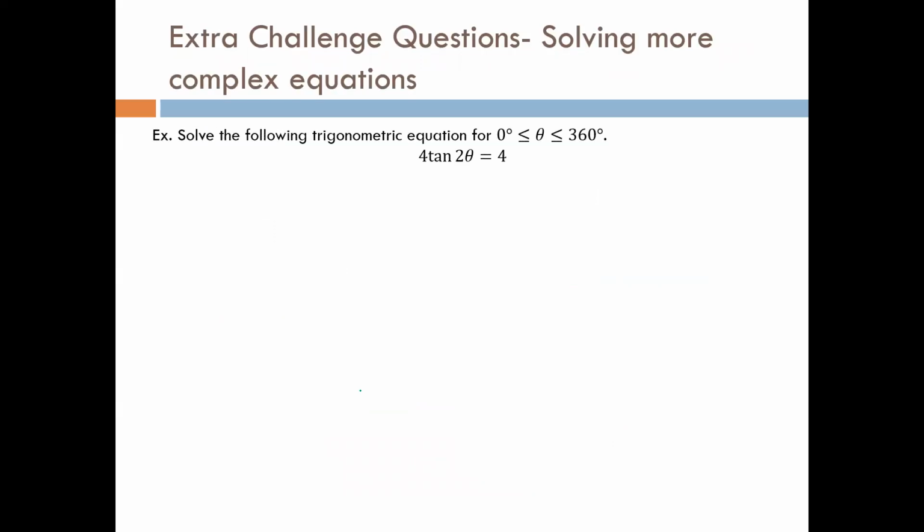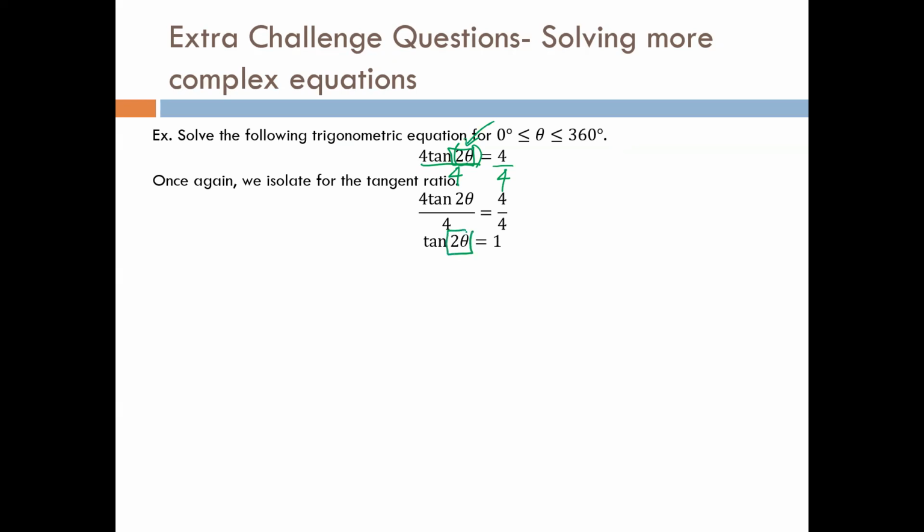Okay, here's a bit more of a challenging question. Solve this trig equation. Well, the first step is to isolate for the tangent ratio. So we're going to do that by trying to get tangent by itself. Now notice that there is a 2 in front of the theta. So really what we're doing is finding the tangent of 2 theta. So what I would do first is try to isolate for 2 theta. We're going to divide by 4 on both sides, so that we can get tangent of 2 theta on its own. Then we end up getting tangent of 2 theta is equal to 1.